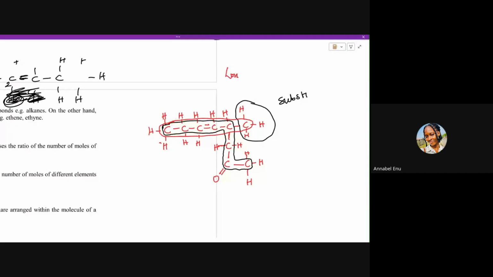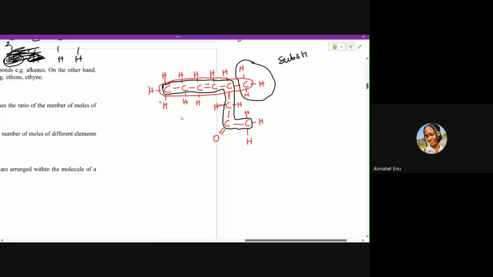Emphasis on the longest continuous. This one that I used red marker for is a long continuous carbon chain. True, but it's not the longest, because by the time you go down, you are getting a longer chain. That one in red is giving you only 6 chain: 1, 2, 3, 4, 5, 6. So this is the longest.